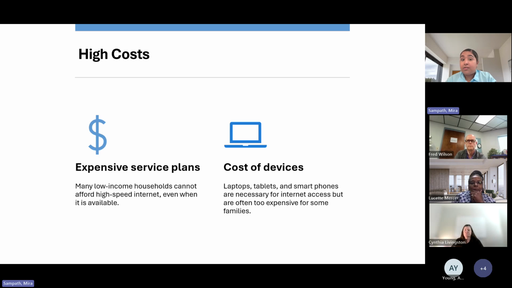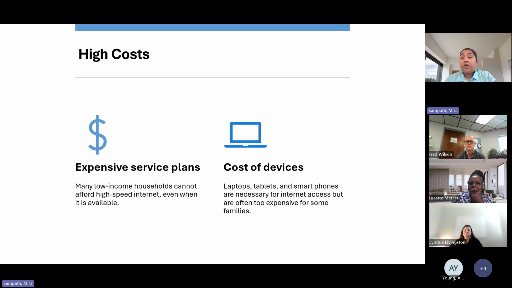Of course, high costs, right? So even if you do have broadband, let's say you have the infrastructure in your area, it may be too expensive for you to actually be able to afford to purchase that plan. So many low income households can't afford high speed internet, even if that's available to you in your area, if the infrastructure exists.